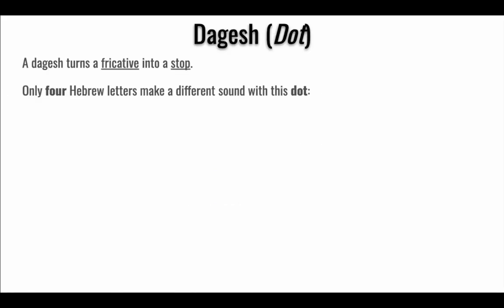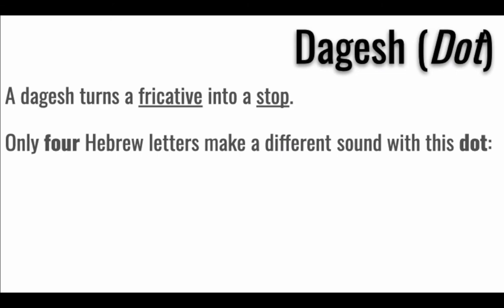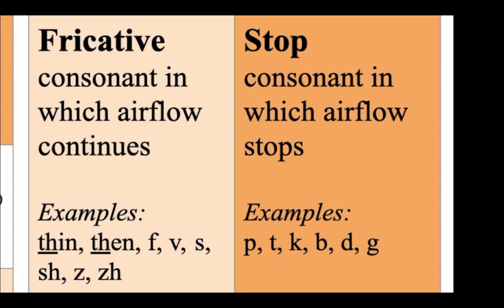And now we have the Dagesh. It's a dot, and that's used to mark pronunciation, and it's used with consonants. The Dagesh takes what would be a fricative and turns it into a stop. The fricative is a consonant in which the airflow continues, and the examples are th as in thin, v, th as in then, s, sh, z, and zh. Not all of those sounds appear in Hebrew. And the stop is a consonant in which the airflow naturally stops. So examples are p, t, k, b, d, g.